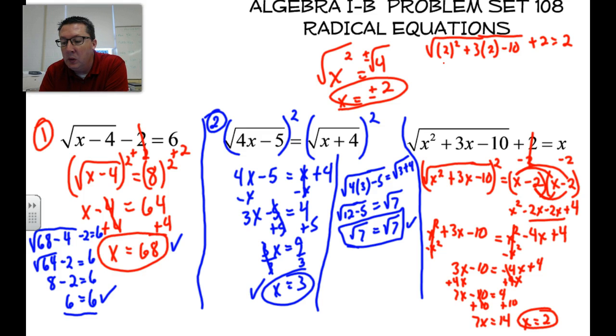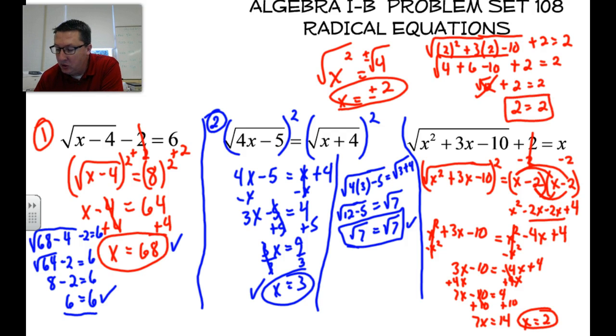2 squared is 4. 3 times 2 is 6. All that is still under the square root. Plus 2 equals 2. Well, 4 plus 6 is 10. Minus 10 is 0. Square root of 0 is 0, so we get 2 equals 2. The answer checks out. It's a good answer, so we don't have to get rid of it.